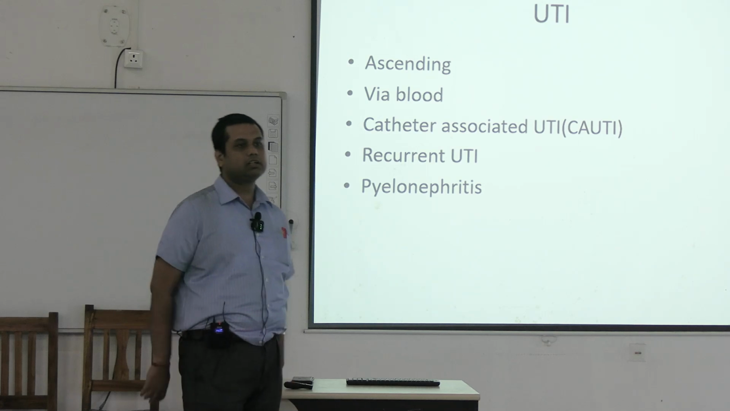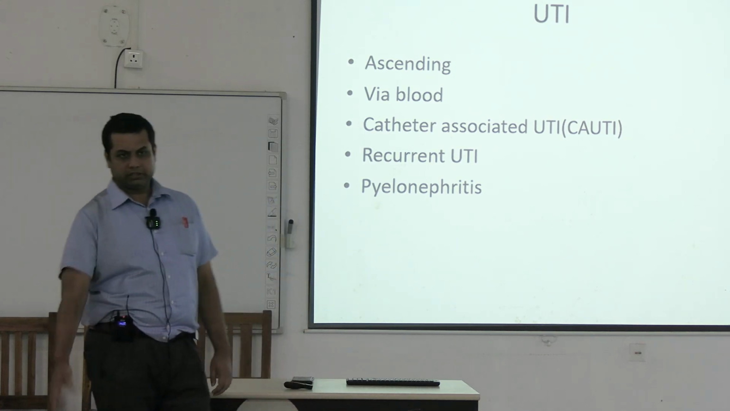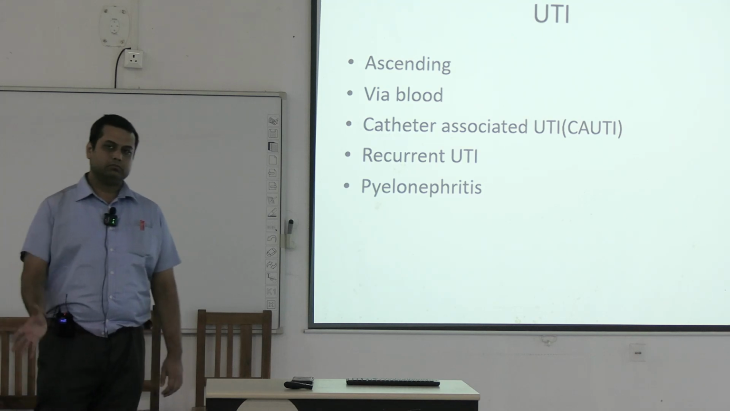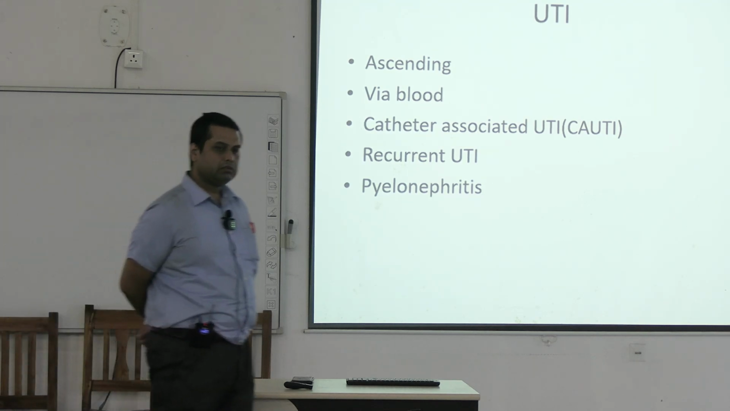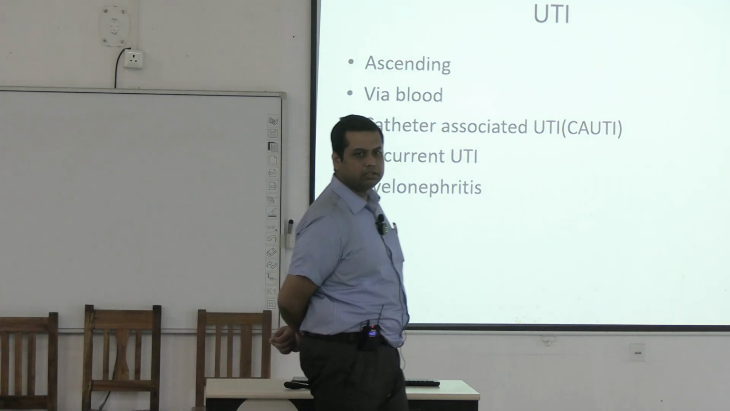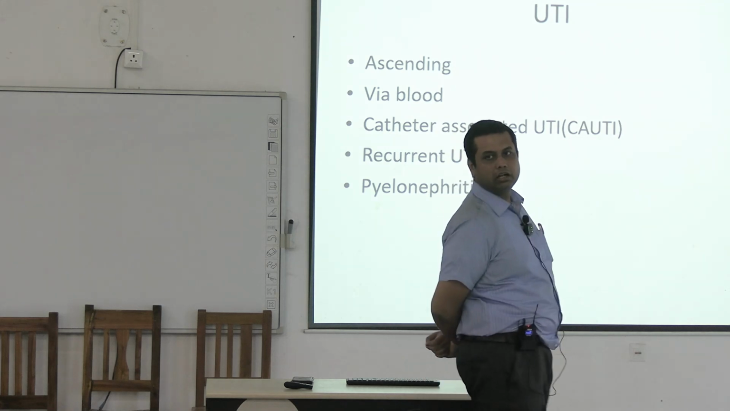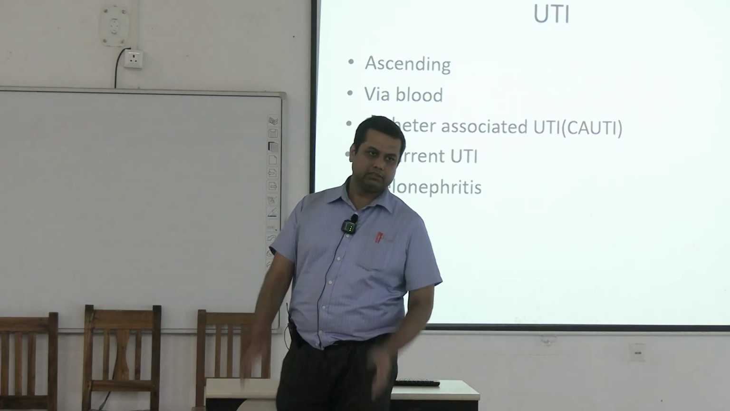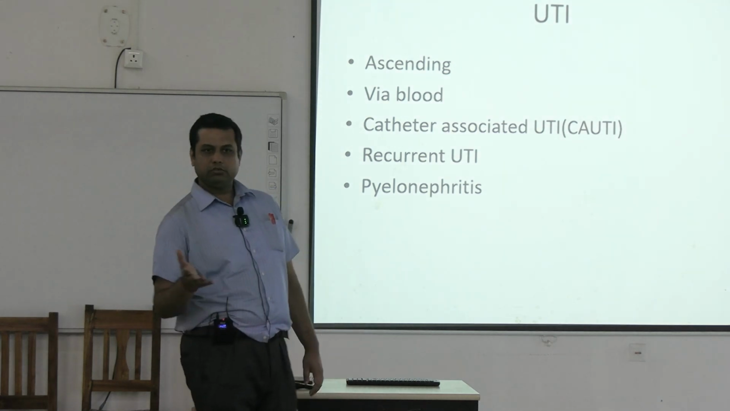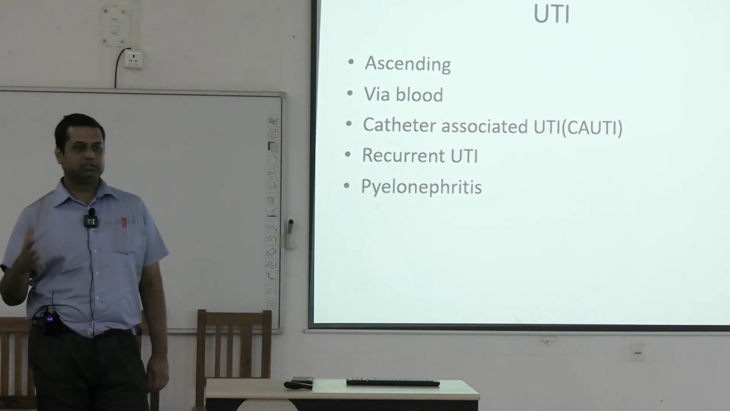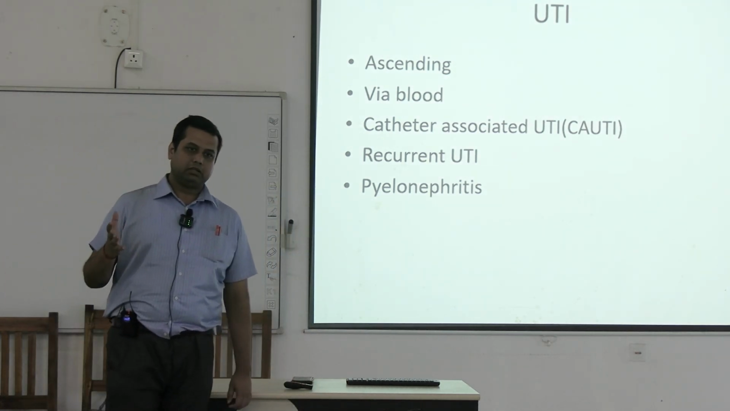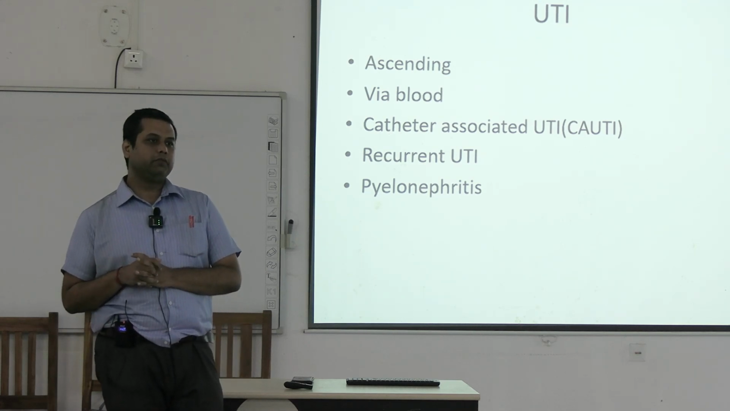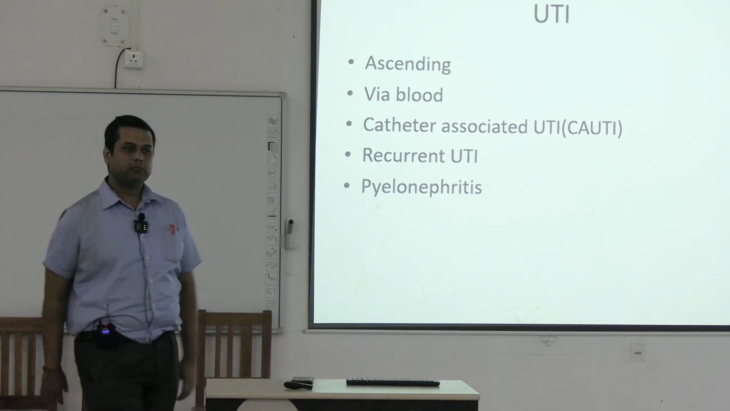Immunocompromised patient and diabetic patient. In a diabetic patient, the urine contains a high concentration of sugar. As you have studied in your microbiology, there are different medias. These media contain sugar. So, stasis of urine with a high concentration of sugar is a very good media for growth of bacteria.